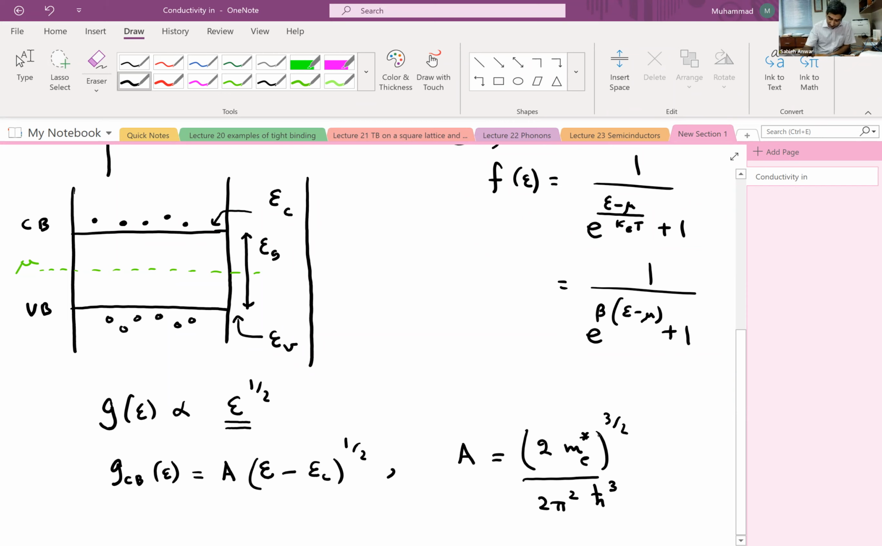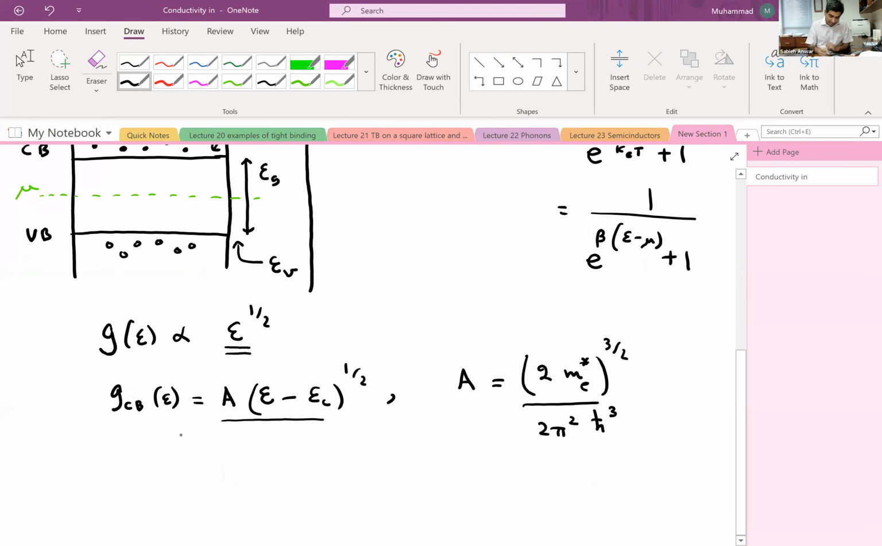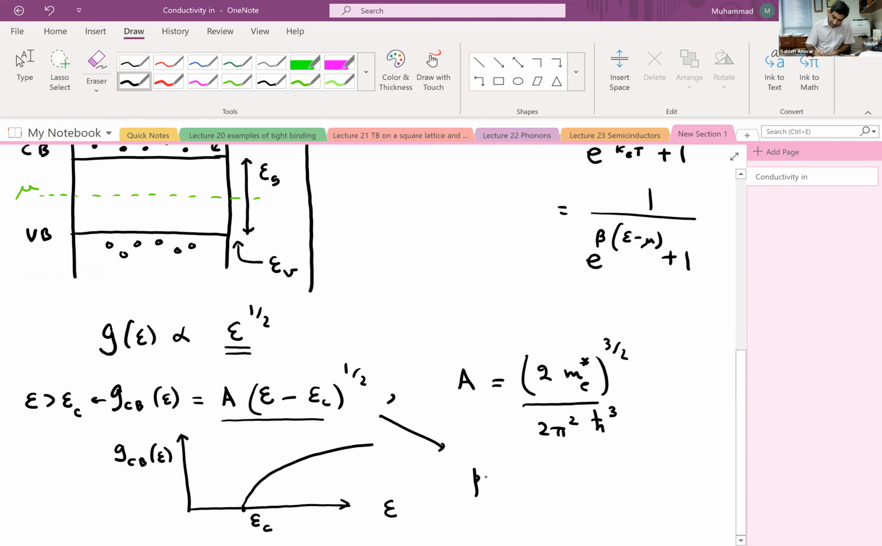All right, so in 3D, if I were to plot E and g_CB, that is the density of states in the conduction band, it tips off at E_C and goes like a square root function. So this is valid for E greater than E_C. All right. So look up your previous notes for this.